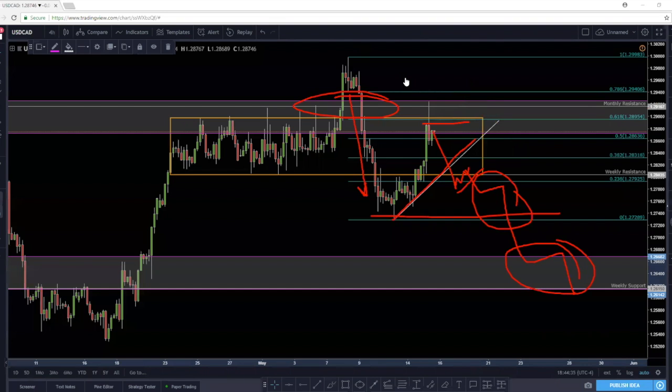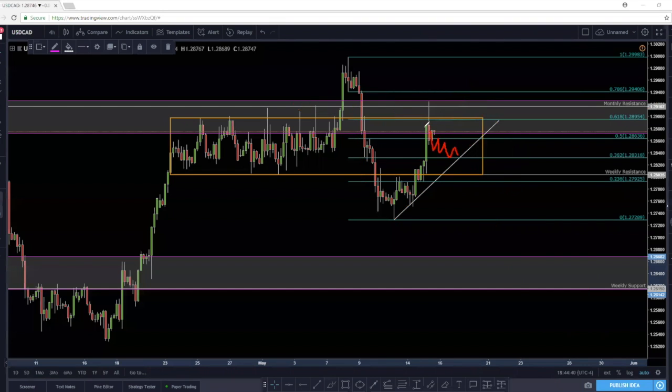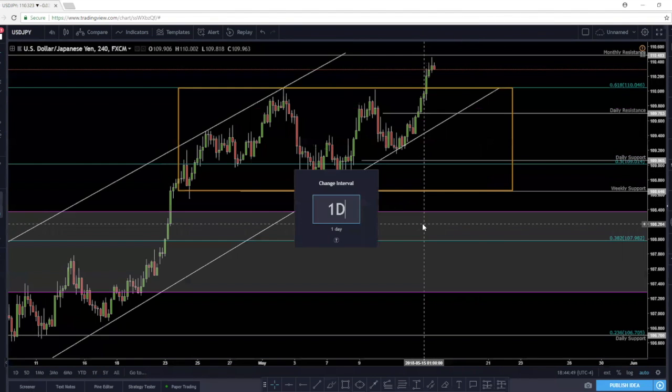Failure to do so, guys, may just warrant a consolidation within this area, and you really don't want to be sitting within there. You want to see clear breaks below or above. Pulling it right now, guys, into USD JPY.